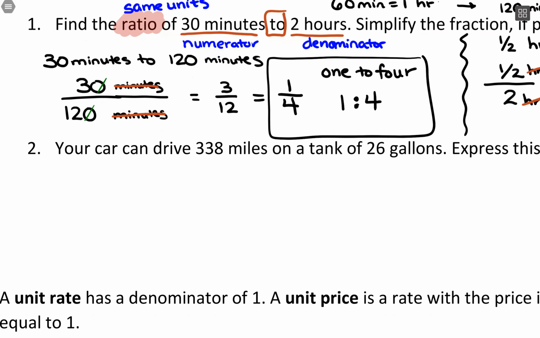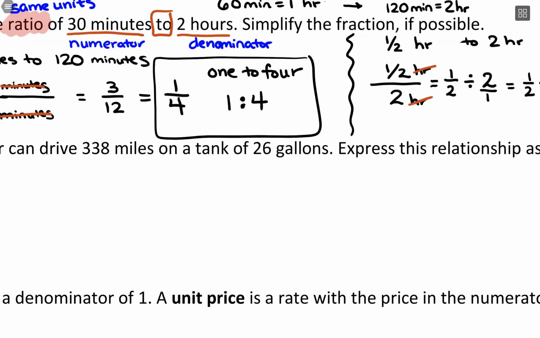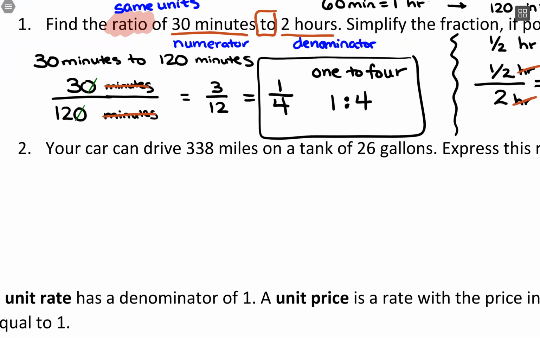Okay, this next example, your car can drive 338 miles on a tank of 26 gallons. Express this relationship as a rate. So this is a case where we have two different units. We have miles and then gallons. Now this one doesn't really use the structure of like one thing to another, but you can usually follow the order that they give it to you in.